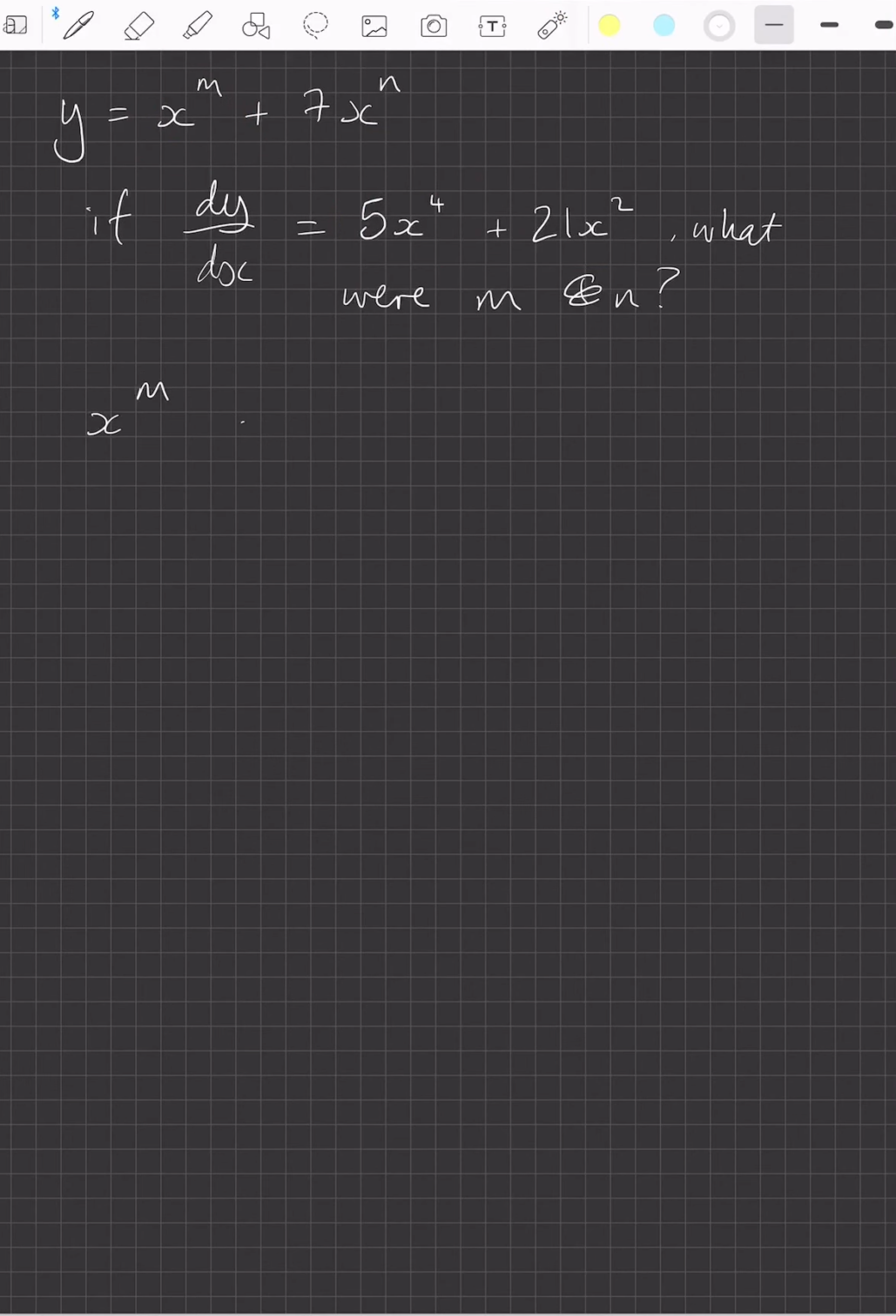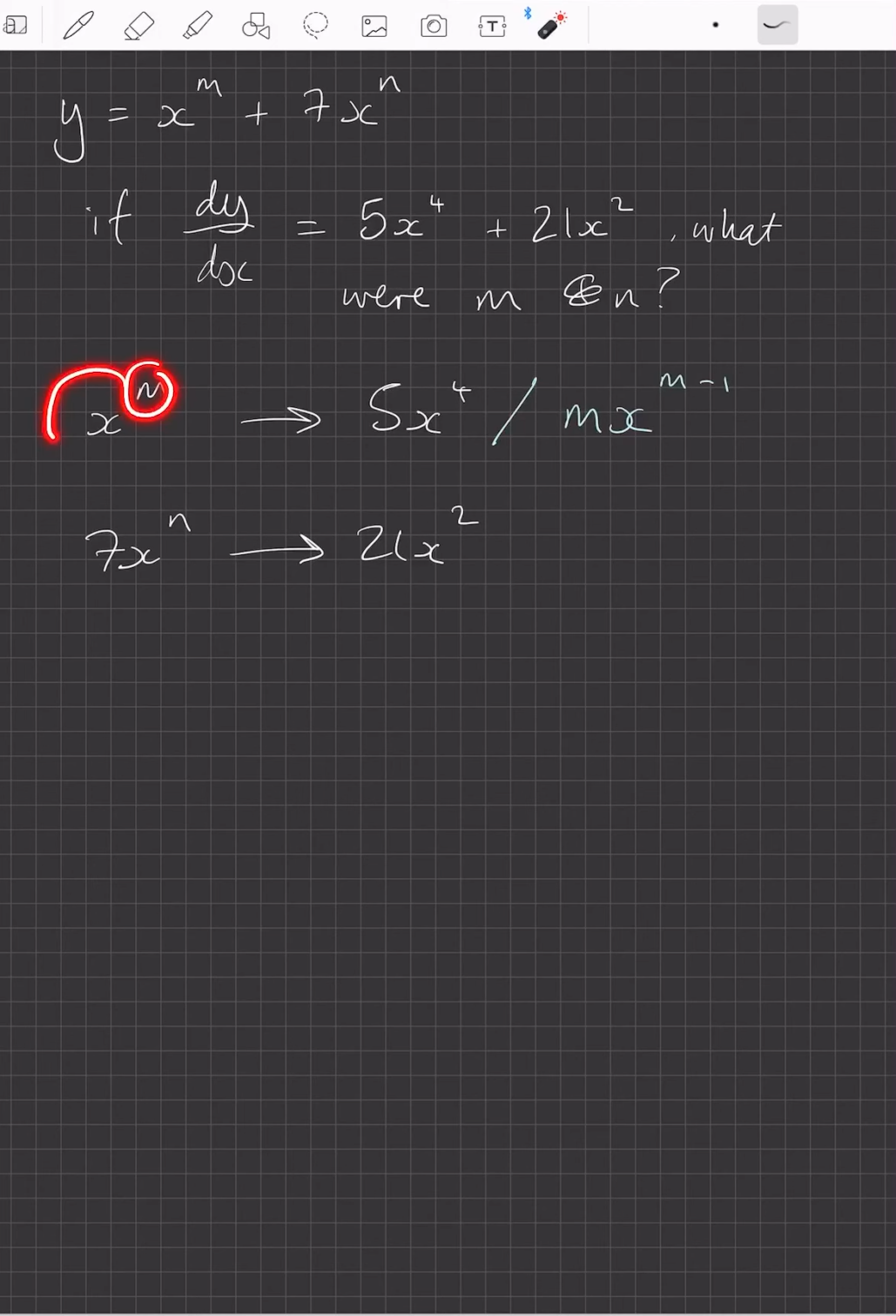X to the power of m has become 5x to the power of 4. And 7x to the power of n has become 21x squared. So we know when we differentiate, what I would have done is brought the power down and then knocked one off the power. So if I compare the two, thinking about it algebraically, that would have been mx to the power of m minus 1. So that must mean then that if the power has just come down, that it was 5, okay?